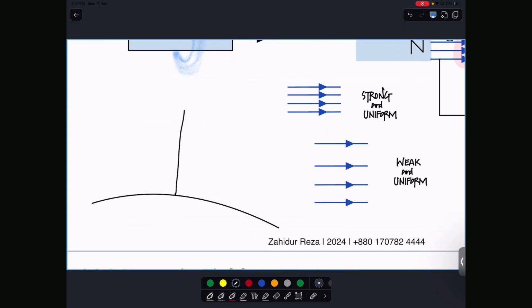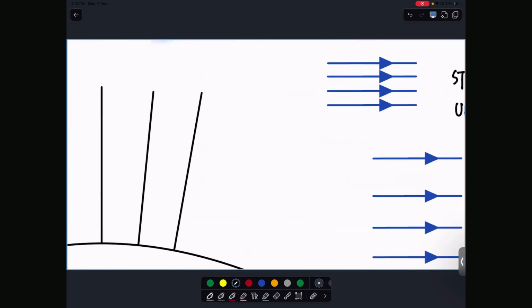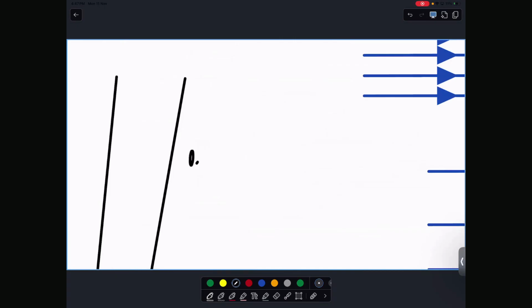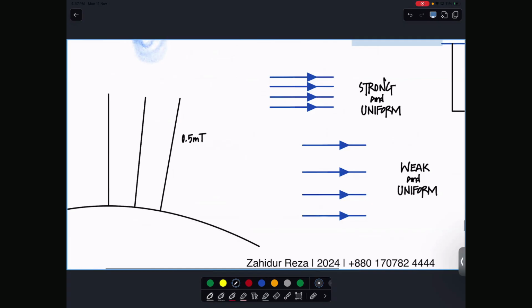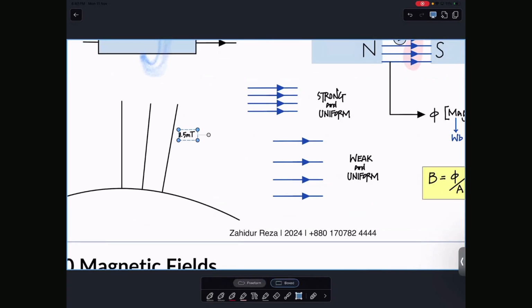So আমাদের Earth এর magnetic field lines গুলো এরকম করে বের হয় North Pole থেকে. And if you find the strength of our Earth's magnetic field, it is 0.5 millitesla. Okay, so how strong is that compared to other things out there?